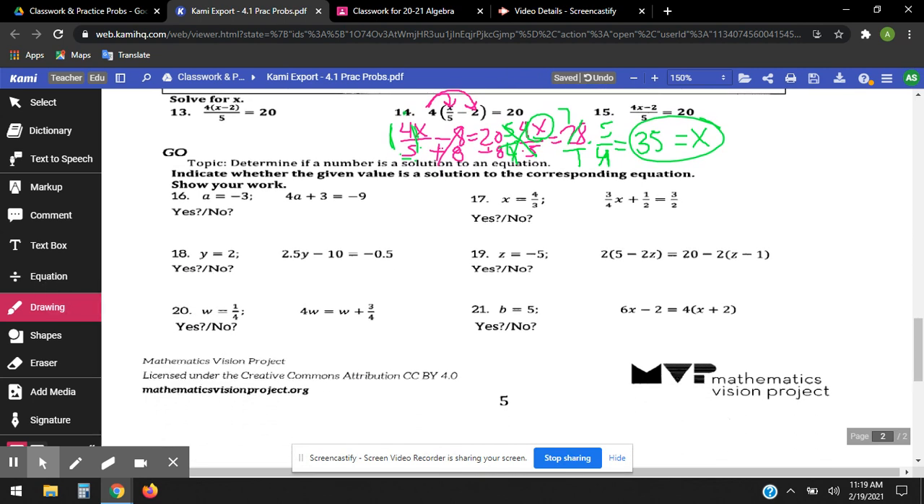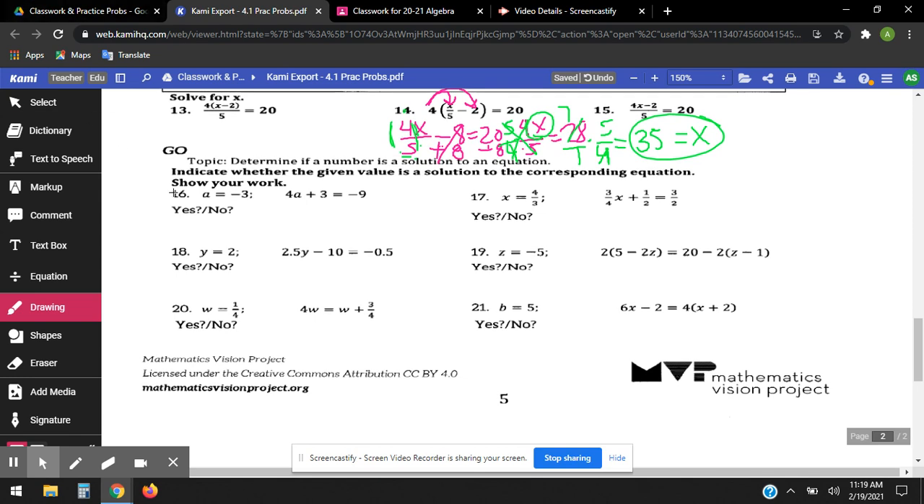All right, last ones. Let's look at 16 through 21. These are basically asking, they give you a solution right here, and they're saying, does it work in here? If I plug in -3 for a, do I get an answer of -9? Yes or no? So you've got to show your work on here. So I'm going to put in 4 times -3 plus 3. Does it equal -9? Well, that's -12 plus 3. Yes, -12 plus 3 is -9.